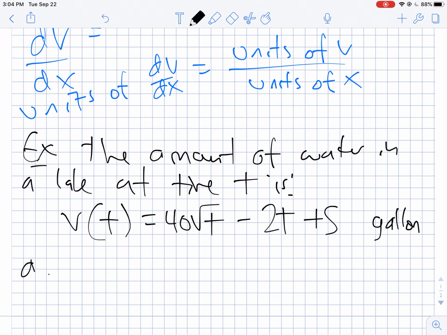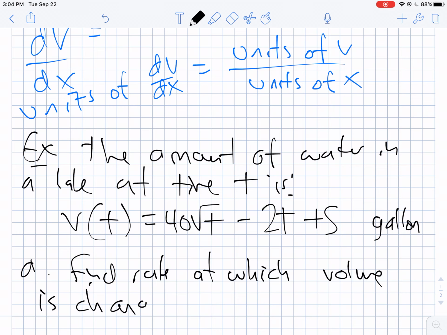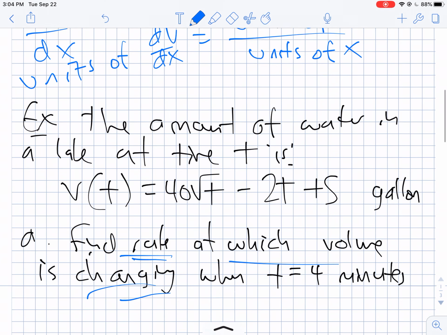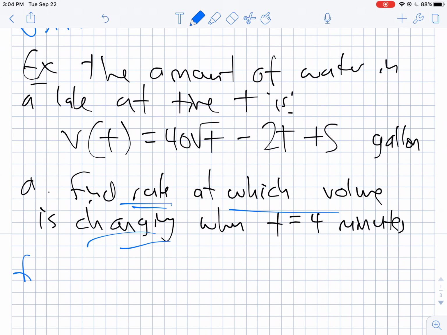Part A of this problem, actually the only part we're going to do: find the rate at which this volume is changing when t is equal to 4 minutes. Right away, when you see a problem like this and you see the rate at which something is changing, that's talking about a derivative. They're asking me to find the rate at which that volume is changing with respect to time t, at t equals 4.